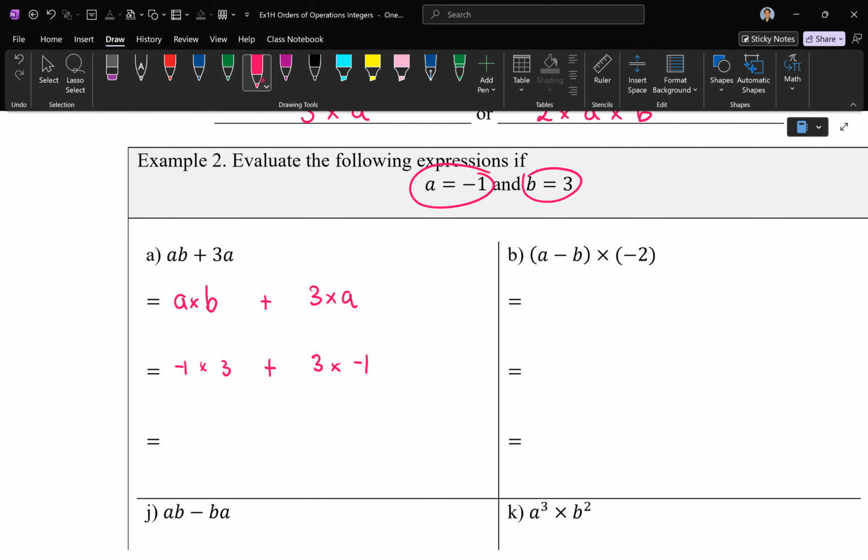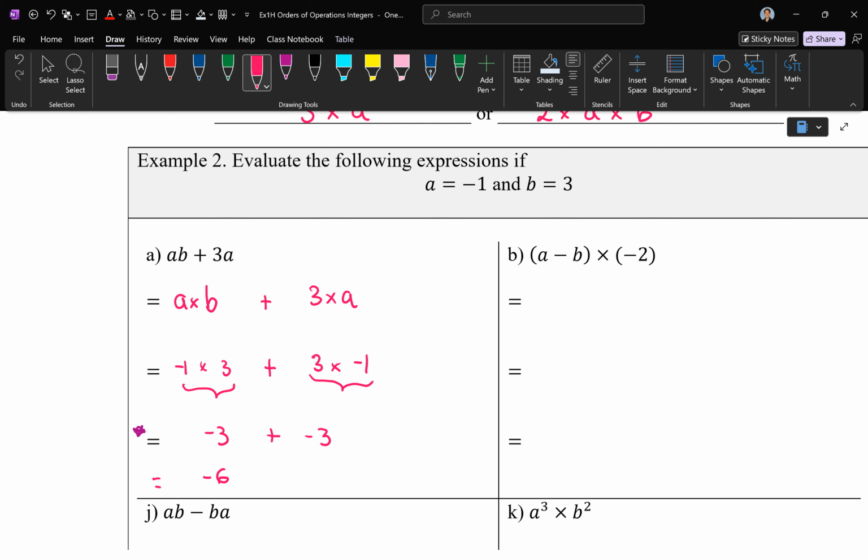And then now if we work it out, negative 1 times 3 is negative 3, plus 3 times negative 1 is also negative 3. And then from your previous lesson, negative 3 plus a negative 3 is the same thing as saying negative 3 minus 3, which gives you negative 6. So just be careful with that one. This step here, a lot of students make a mistake. Use a number line if it helps, okay?